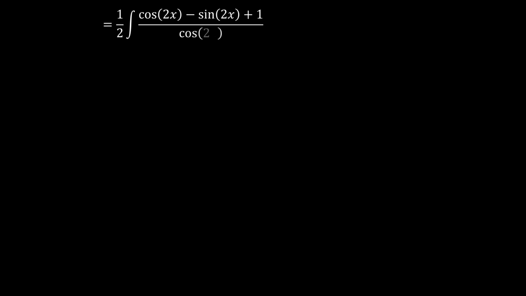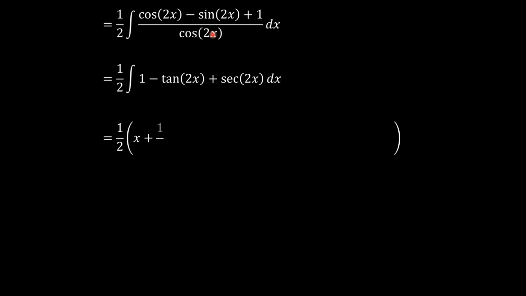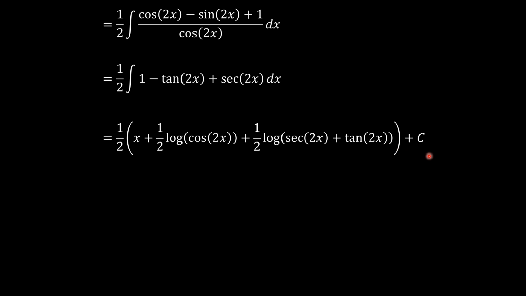What that means is that now we can divide each part of the numerator so that we have half the integral of 1 minus tangent of 2x plus secant of 2x. And it's easy to integrate this. It becomes now half: for 1 we have x. For negative tangent 2x, it becomes half natural logarithm of cosine 2x. You can stop there and prove it further. And then secant 2x is half natural logarithm of secant 2x plus tangent of 2x, then plus the integration constant.